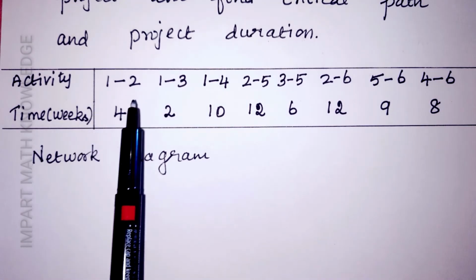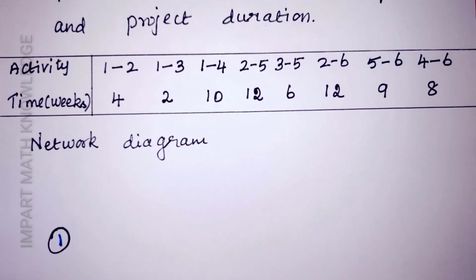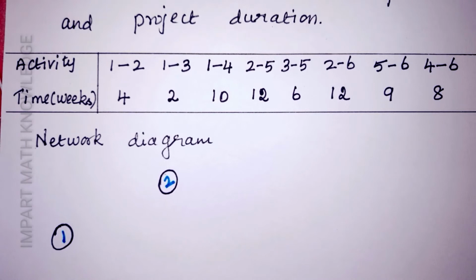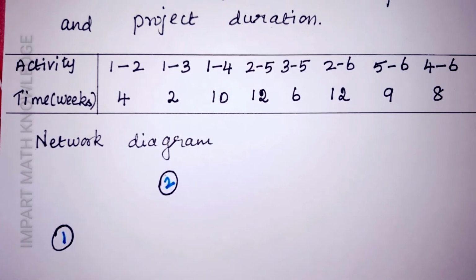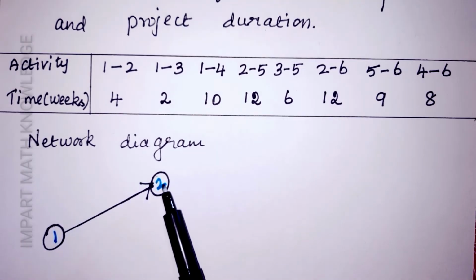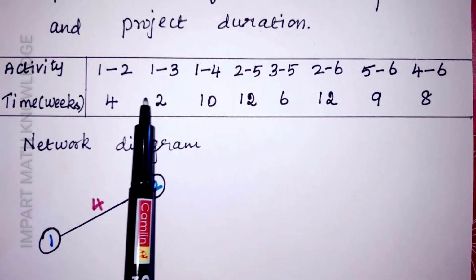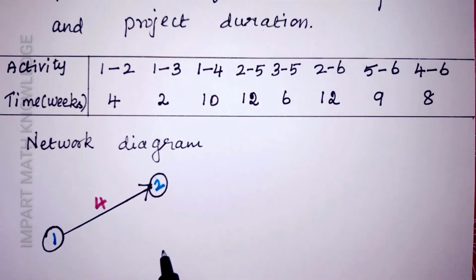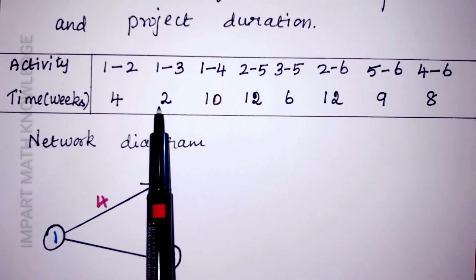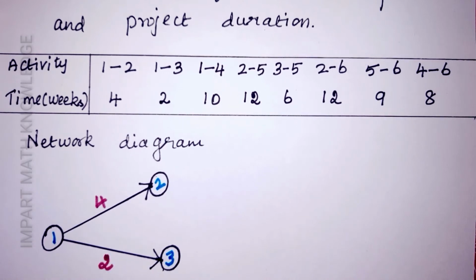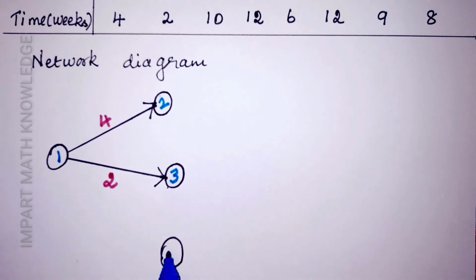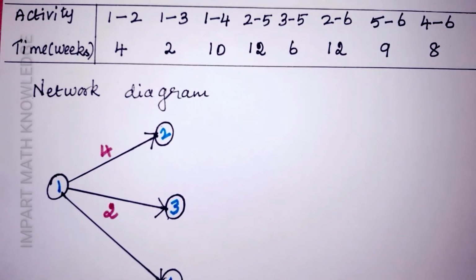First activity is 1 to 2. The initial node is 1. Connect these two nodes by a straight line. For activity 1 to 2, the duration is 4. Next activity is 1 to 3. The duration for 1 to 3 is 2. Next activity is 1 to 4. This is node 4. For the activity 1 to 4, duration is 10.